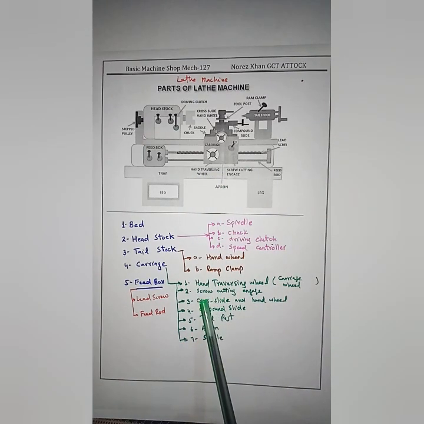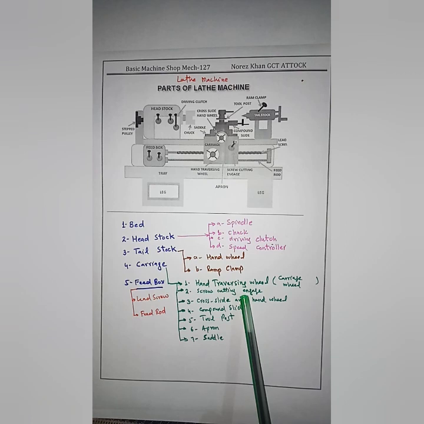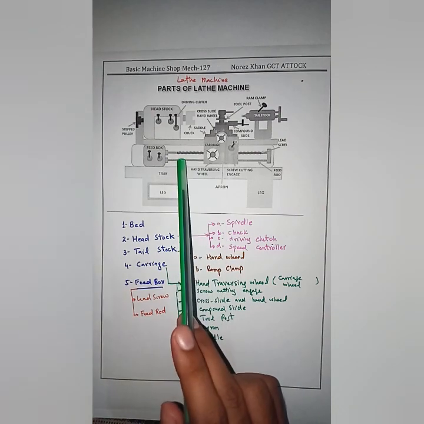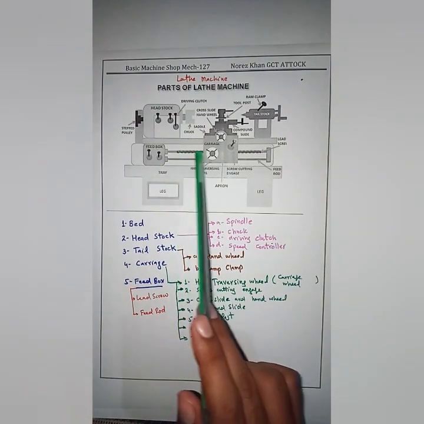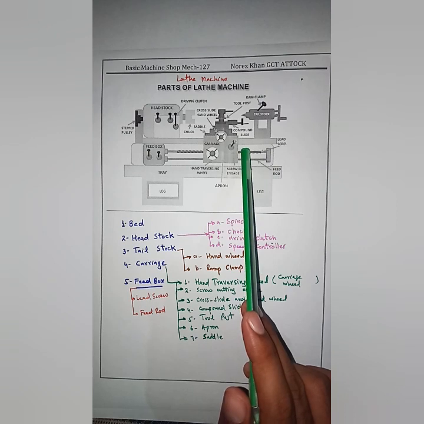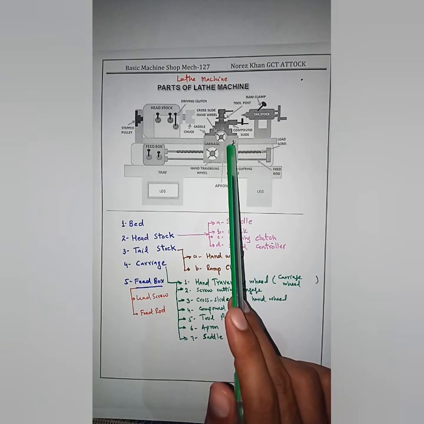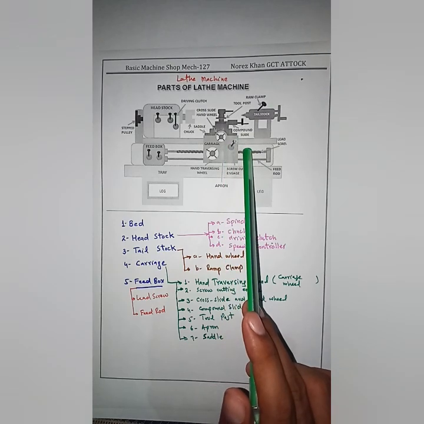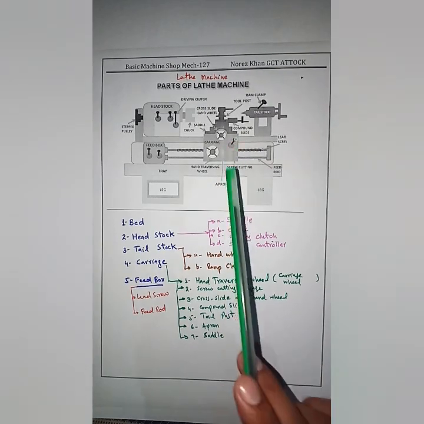Next we talk about the screw cutting engage. What is the screw cutting engage? It is used to engage and disengage the carriage with the lead screw. The rod shown here is called a lead screw. So the screw cutting engage is a part of the machine which is used to engage the carriage with a lead screw or disengage it from the lead screw.